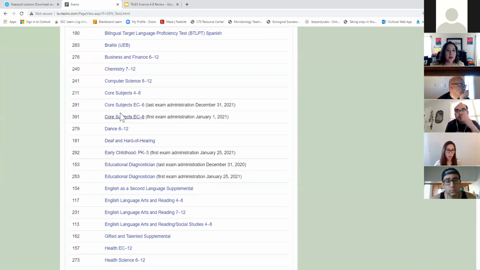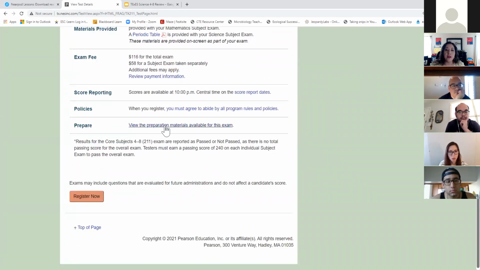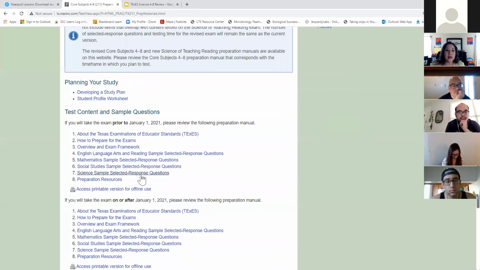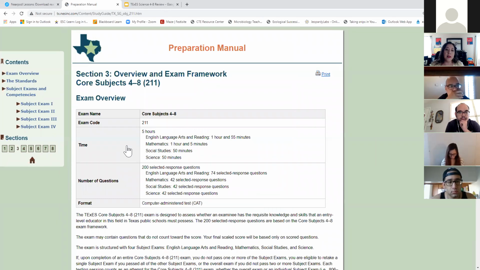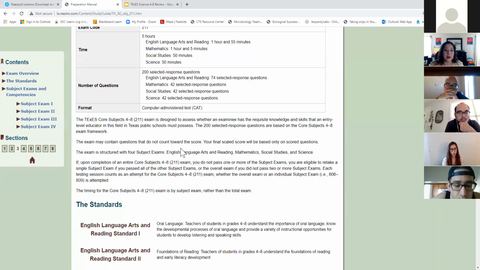When you open up the exam, you'll scroll down to where it says preparation materials. In the preparation materials, you will click on the overview and exam framework. The overview and exam framework is going to give you all of your competencies and the descriptors, and it's really just the overview of the exam. If you're taking the Core Subjects 4 through 8, you'll only have 50 minutes to do 42 questions. If you're doing the Science 4 through 8, there are a lot more questions, and you'll have 5 hours to do it. That's a little bit different.